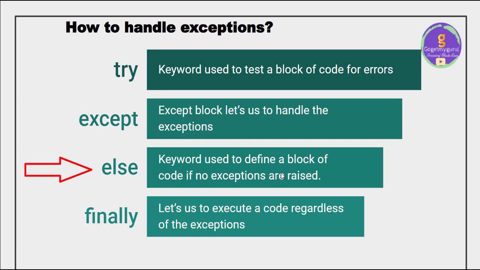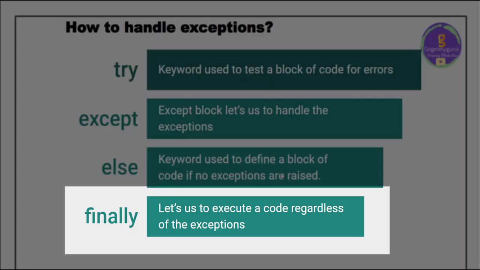And then we have finally. Finally block lets us execute code regardless of the exceptions. That means though you get an exception, this finally block will always be executed. If you get an exception or if you do not get any exception, the finally block will always be executed. So in your program, if you want to execute a block of code regardless of these exceptions, those statements can be kept in the finally block.